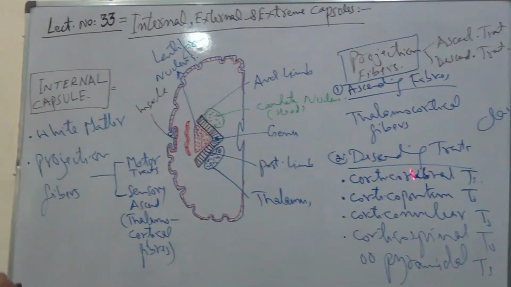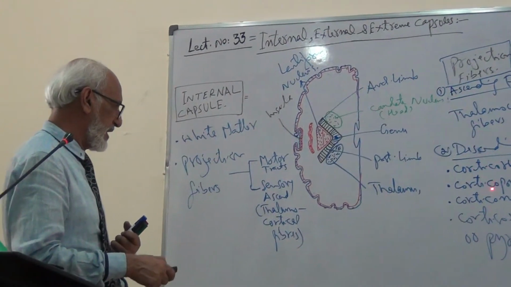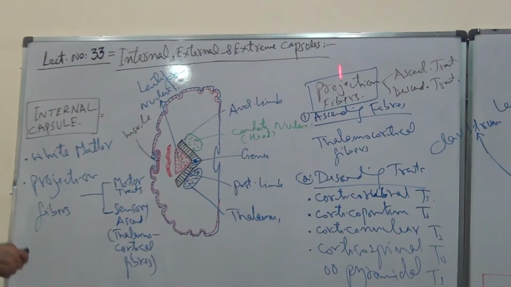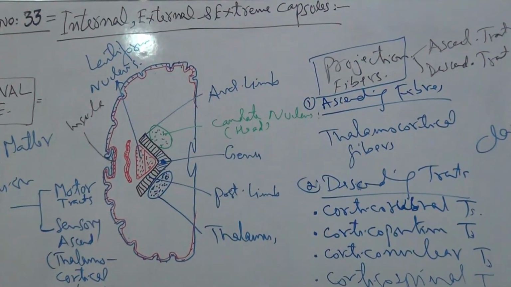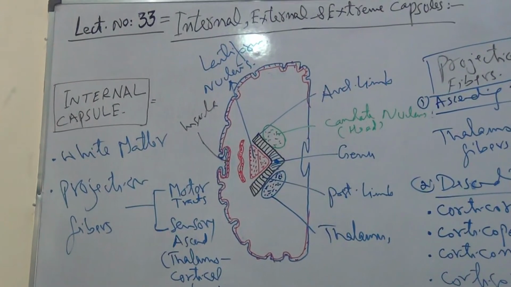So these are the details about different tracts. Motor tracts are descending tracts, and the ascending tract is thalamocortical fibers. These ascend and descend through the internal capsule.